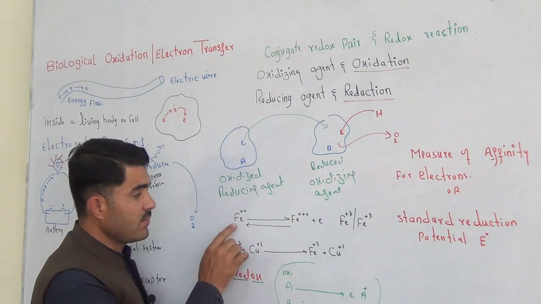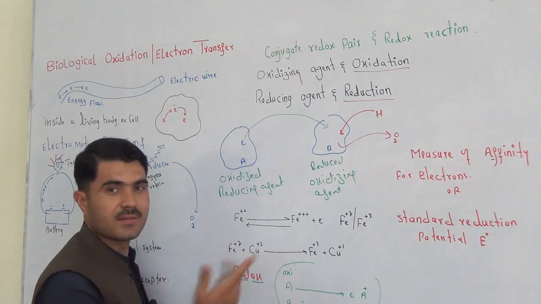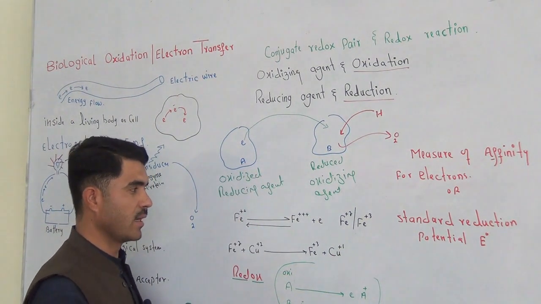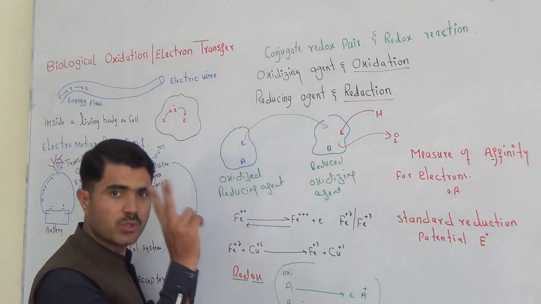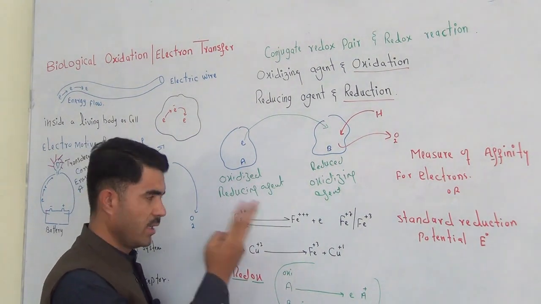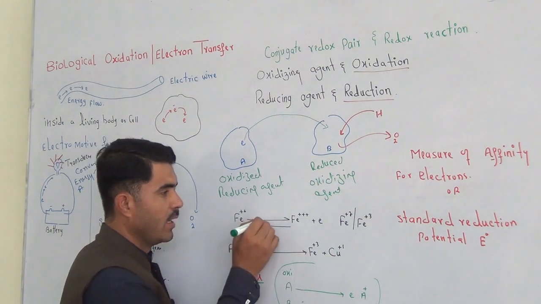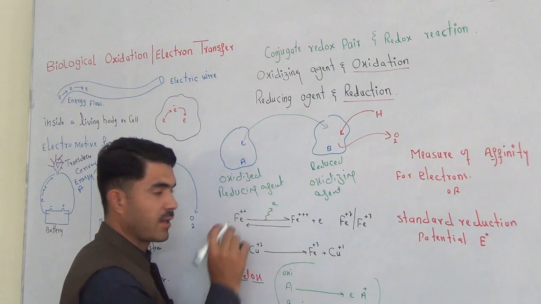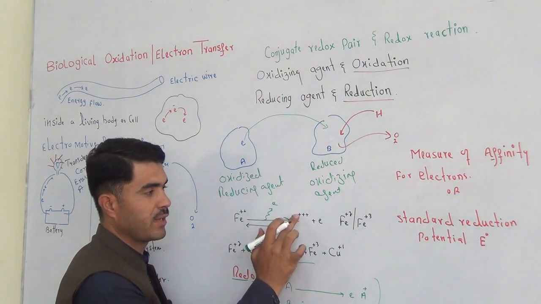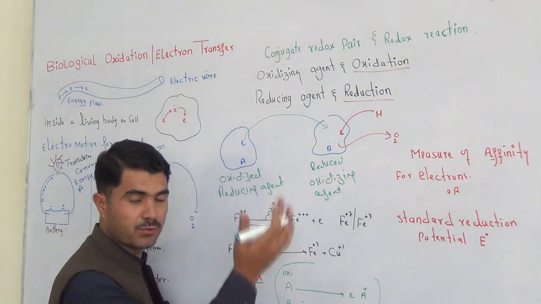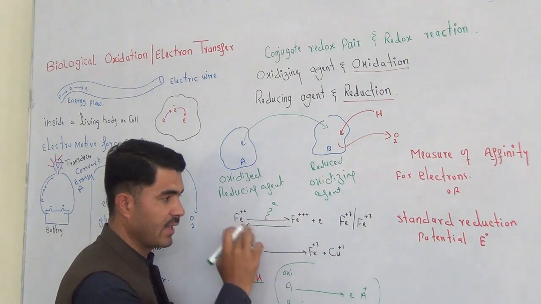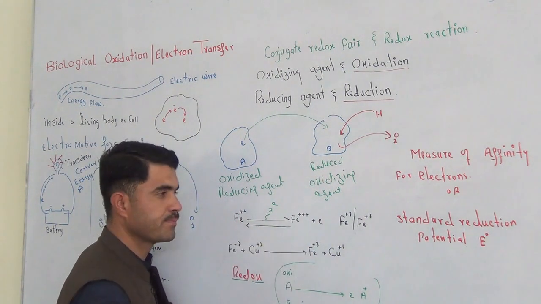Here we have Fe++, iron plus plus. Iron plus plus means it has lost 2 electrons, so it got 2 positive charges. When it loses one more electron, it will become Fe+++, Fe3+, with 3 positive charges. This is the electron that it has lost.